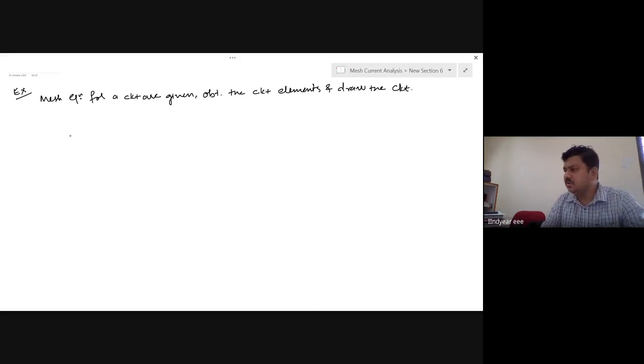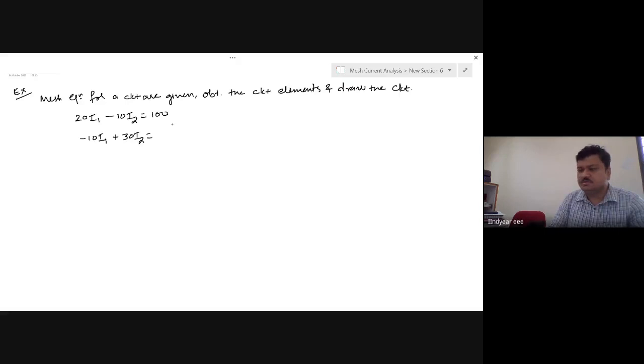Okay, so the equations are 20I1 minus 10I2 is equals to 100. Minus 10I1 plus 30I2 is equals to minus 50. So these are the two equations given. So it is evident that the circuit consists of two meshes. Okay, circuit consists of two meshes.